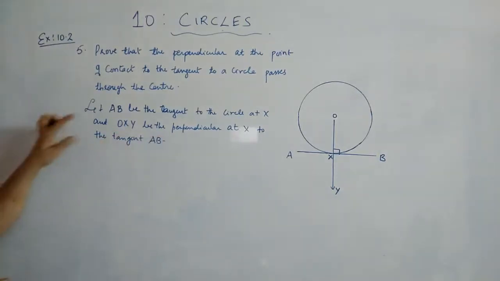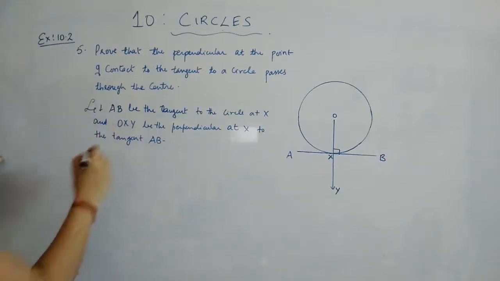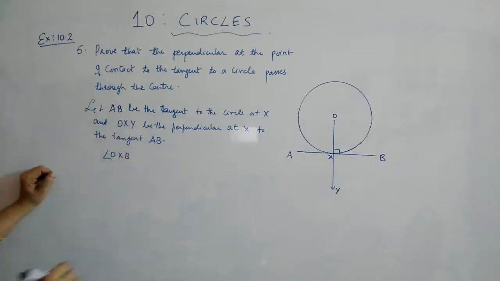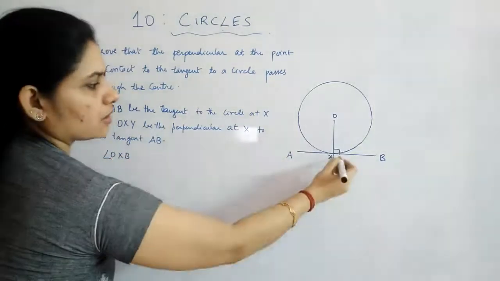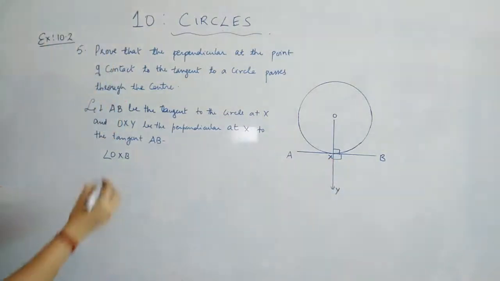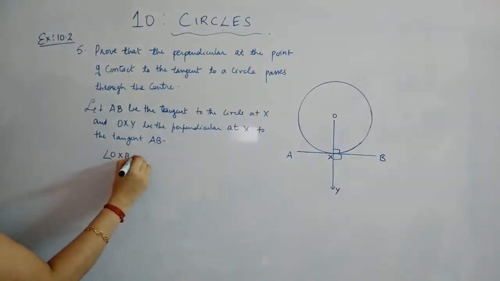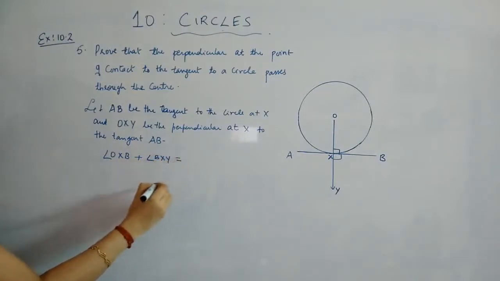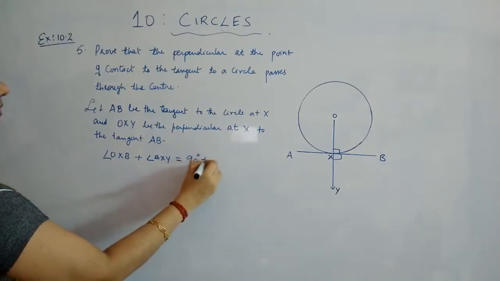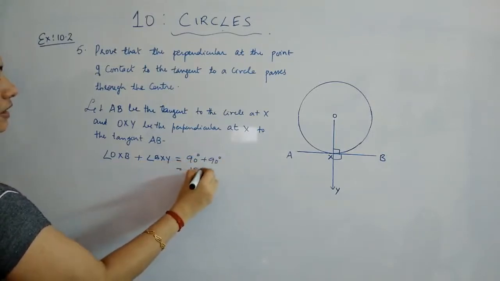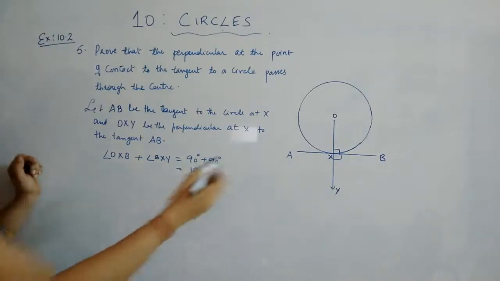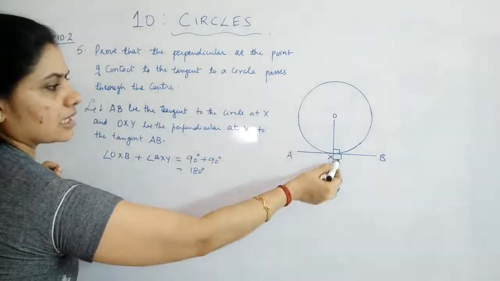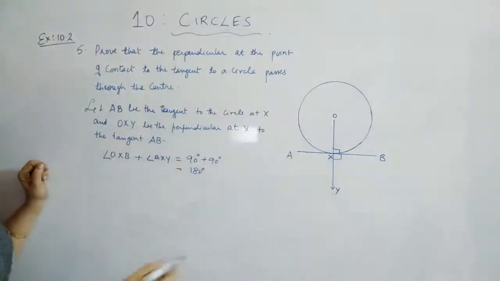Okay. Now because of this concept, we will get that angle OXB is 90 degrees, right? Now since this is 90 degrees and this is the perpendicular drawn, this is also 90 degrees, right? So angle OXB plus angle BXY will give you 90 degrees plus 90 degrees, which is equal to 180 degrees. Now when you say that this is 180 degrees, you can just see OXB and BXY is 90 plus 90, 180, means OXY is a straight line.